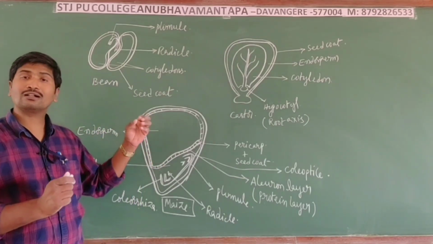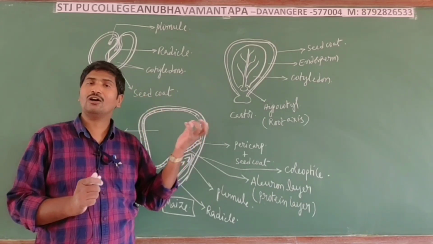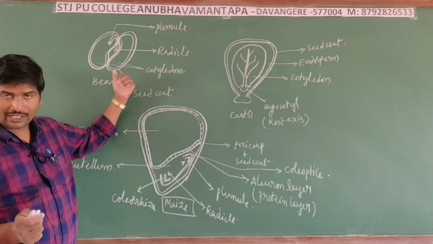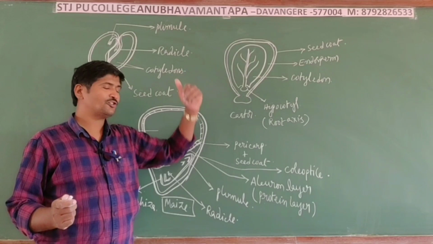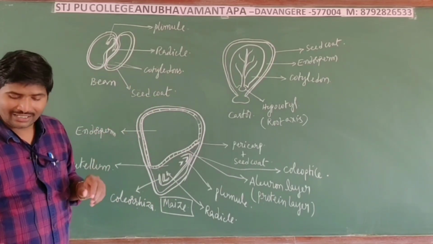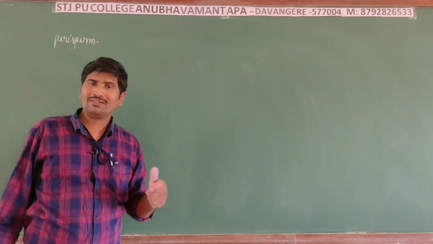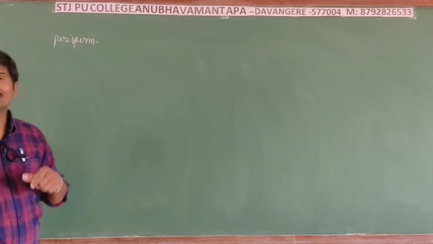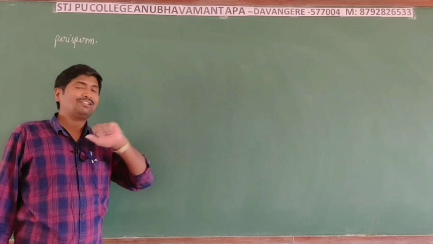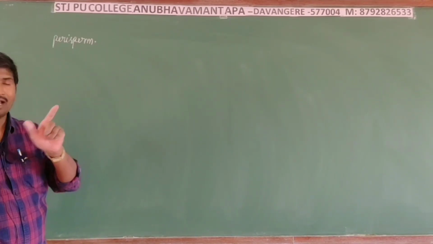The seeds are classified based on whether the endosperm is present or absent. That gives two types of seeds: one is the non-endospermic seed, another is the endospermic seed. So these are the different seed structures. Next one: endospermic seed, non-endospermic seed, and the perispermic seed also. In total there are three categories based on the presence or absence of the endosperm.